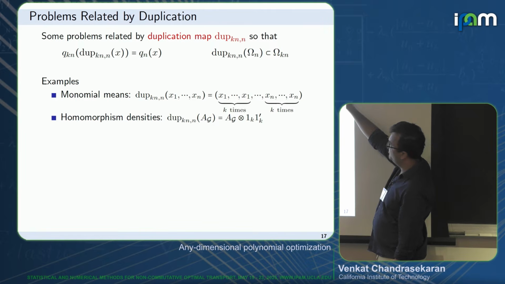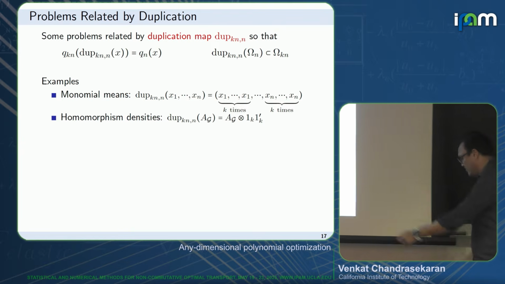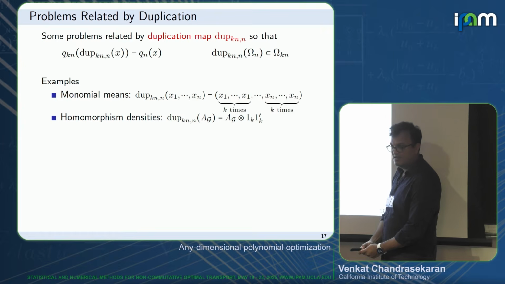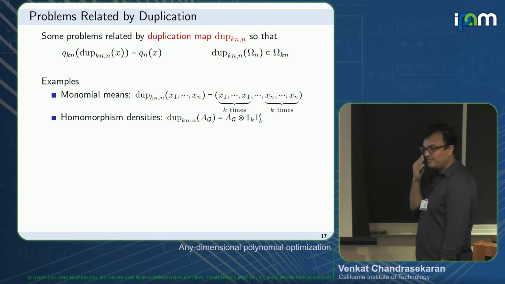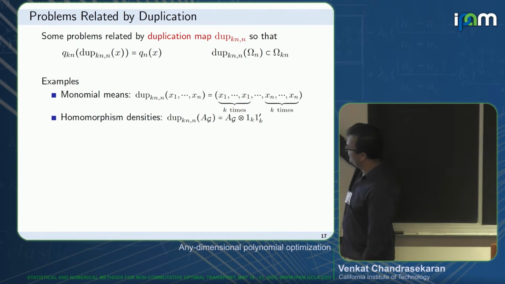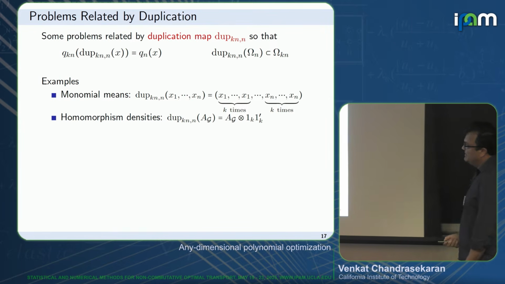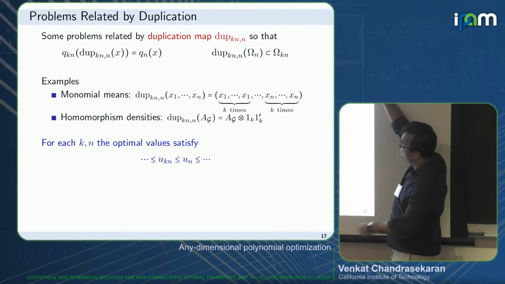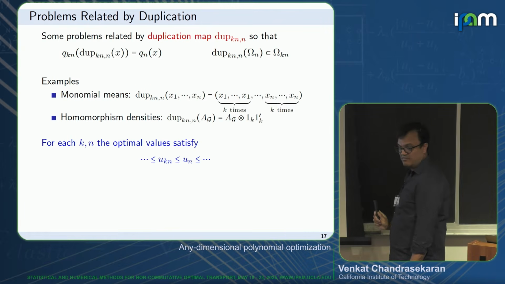In the examples of monomial means and homomorphism densities, you take an adjacency matrix of your graph on n nodes, and you take the product with a k-clique, and you get, as it turns out in that problem, a feasible point for the knth problem. So duplication can take a few different forms, but the moral idea is just really copying it k times. So in all such problems where the different elements of the sequence are related by duplication, you have that the optimal values satisfy this relation, just evidently.